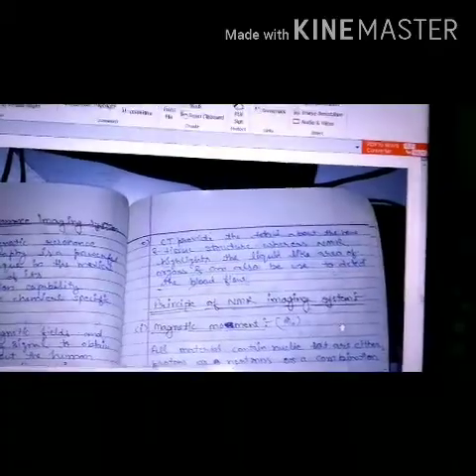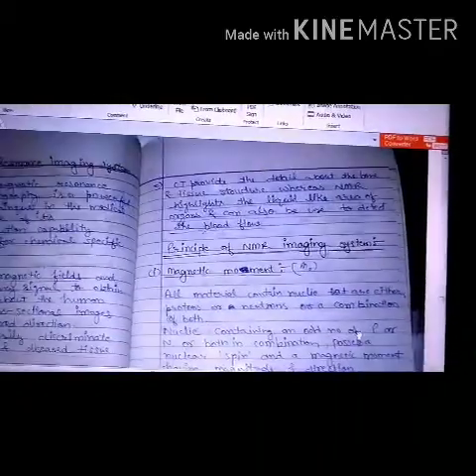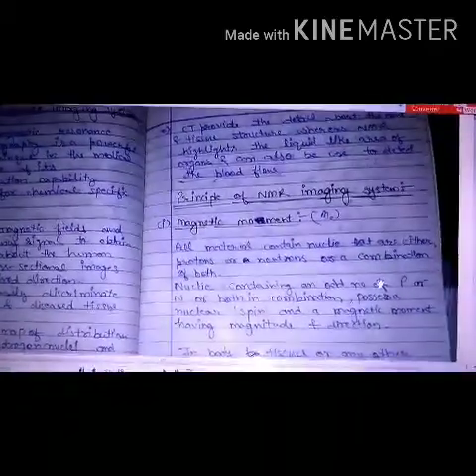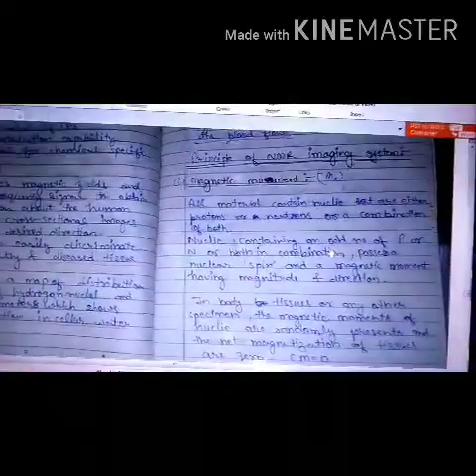Now we are going to focus on principles related to the NMR imaging system. The first one is related to magnetic moment.